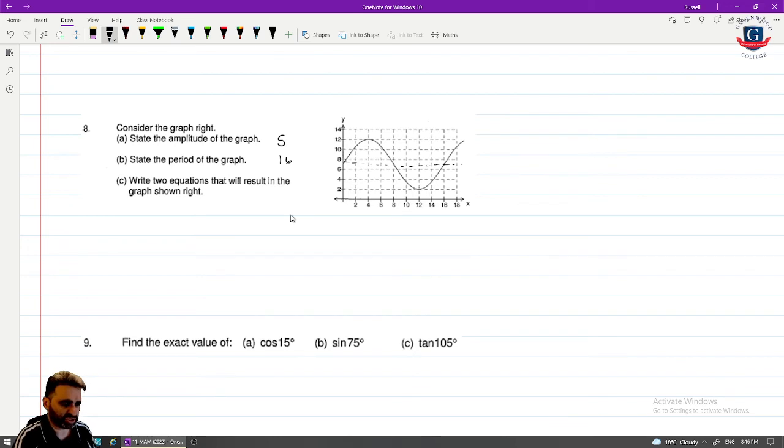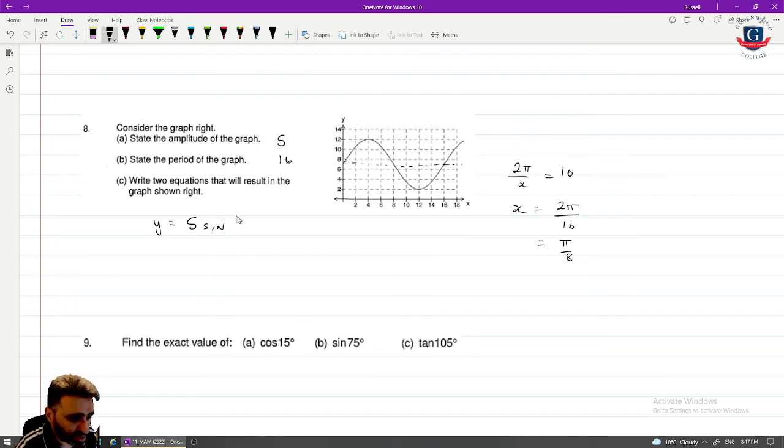Write two equations that will result in the graph there. Okay. So again, we have to think 2 pi on x equals 16, x equals 2 pi divided by 16, which gives you pi on 8. So y could equal, what's the amplitude that I said? 5. 5 sine pi on 8x. There's one function.